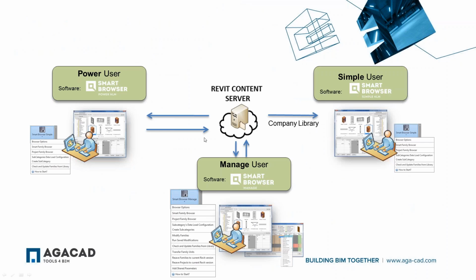So mainly when you put the families or the library into the server, the power user can create the XML file, he can have his own libraries, he can synchronize the library, and the simple user can just use the company library without possibility to have his own libraries on the computer. At the same time, he will not be able to synchronize any families. And the manage user is the same as the power user, plus the manage user can make changes in the families, like add new parameters or delete parameters and so on.